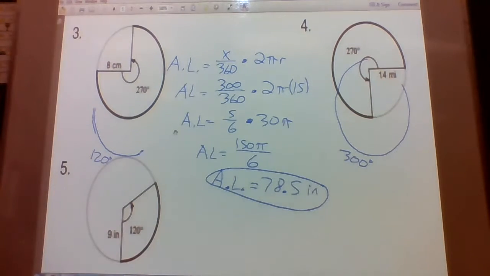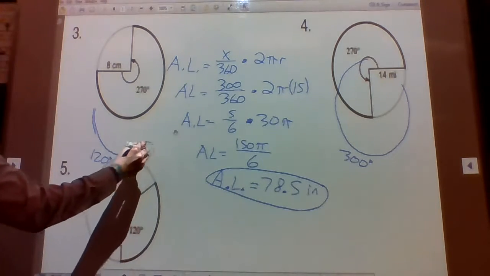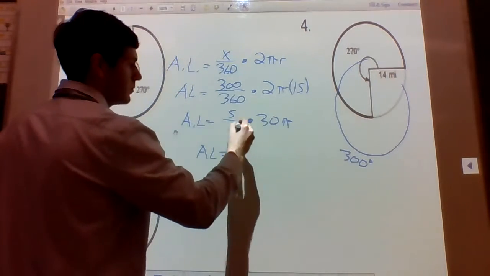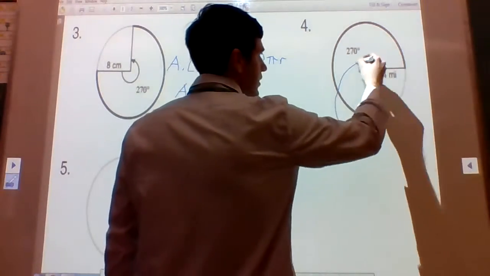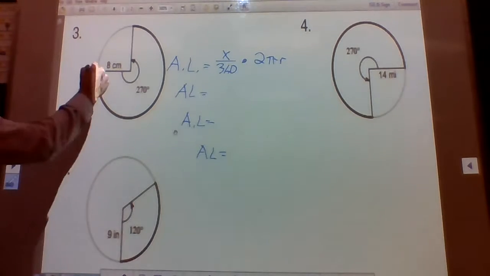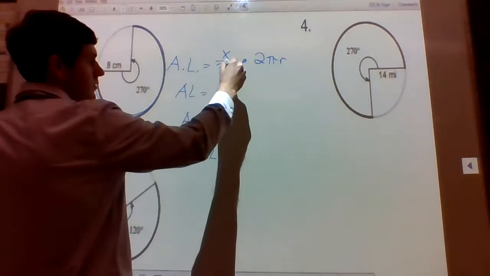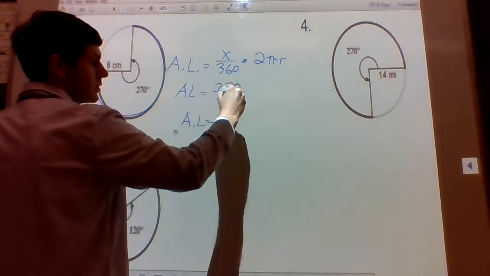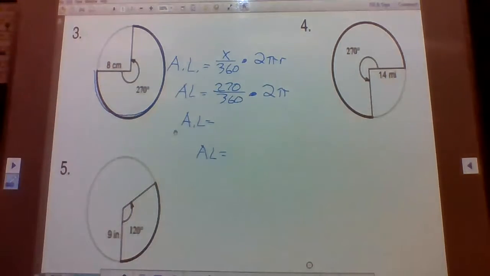All right, 3, 4, and 5. We can do them all the same way. Let's not erase the whole thing. Let's keep our equation up. So again, our length here is 270 out of 360. We're not looking at the whole 360 degrees. We're only looking at 270 degrees of it.